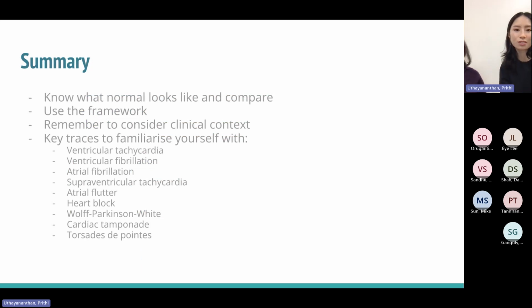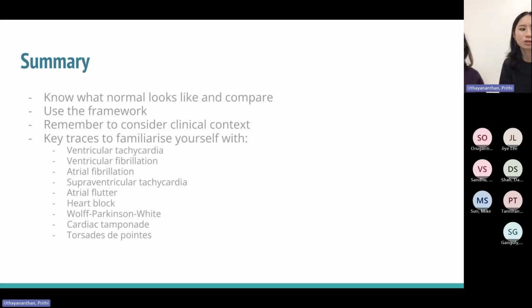So in summary, I feel like that was a lot of information, but I think it's important to familiarise yourself with what a normal ECG looks like, and then you can compare other ECGs to what normal is. Once you look at a few, and keep looking at them, you will get the hang of it. Don't worry if you get an ECG and you don't know what's wrong with it. Just use the framework, and you'll slowly start to spot things, and you'll be able to pick up on what the problem is.